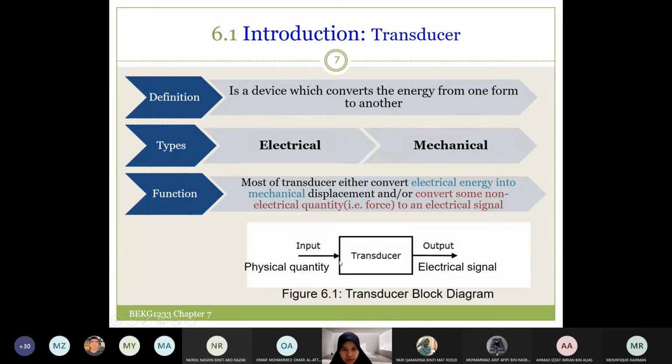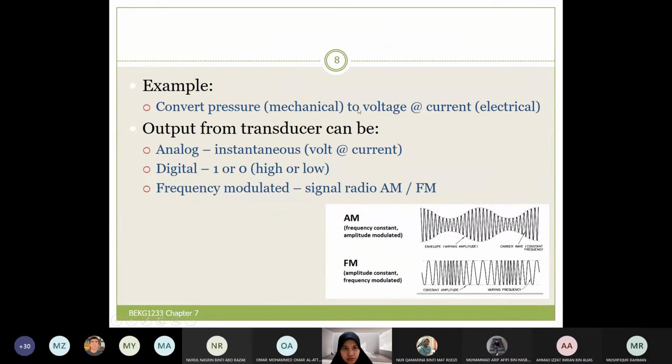Okay, so we have input going to the transducer and the output may be an electrical signal. For example, pressure is converted to voltage or current. So in transducer, the input is pressure and the output is, for example, voltage and current. Pressure is mechanical type, voltage and current is electrical term.